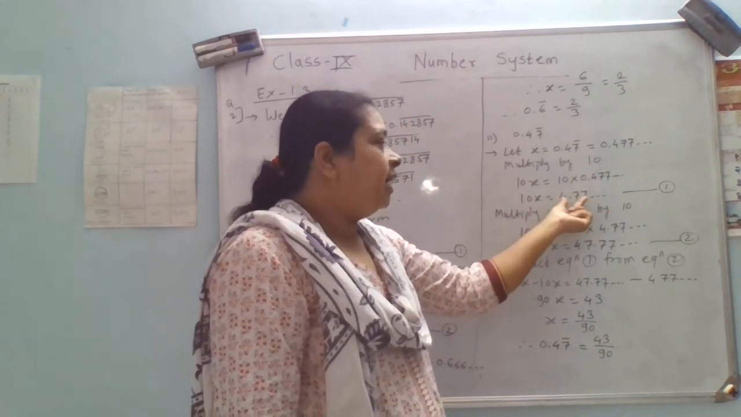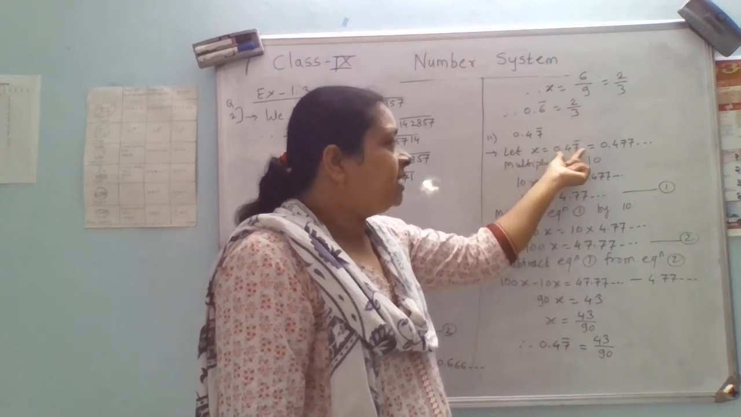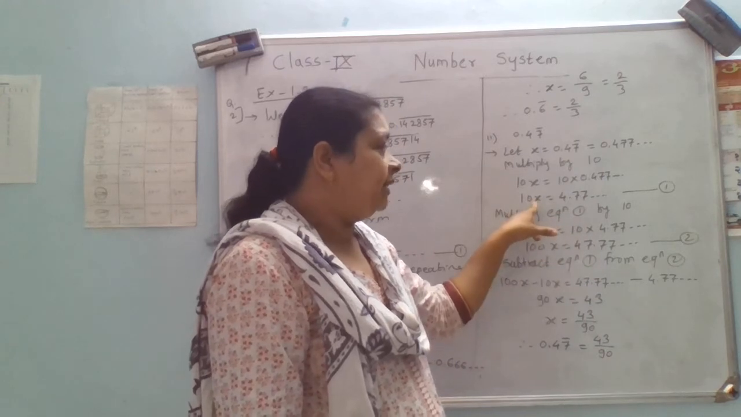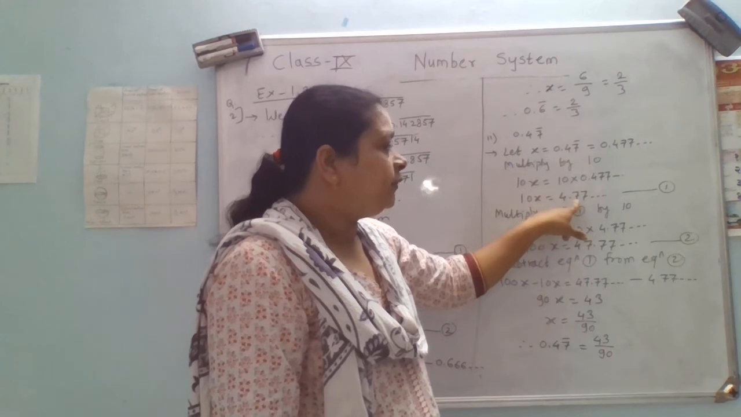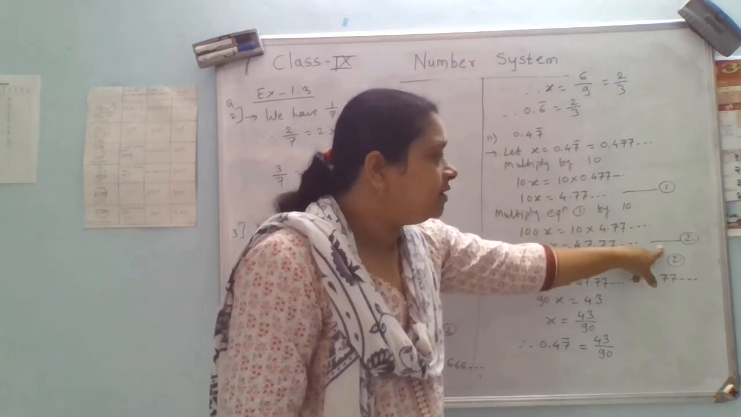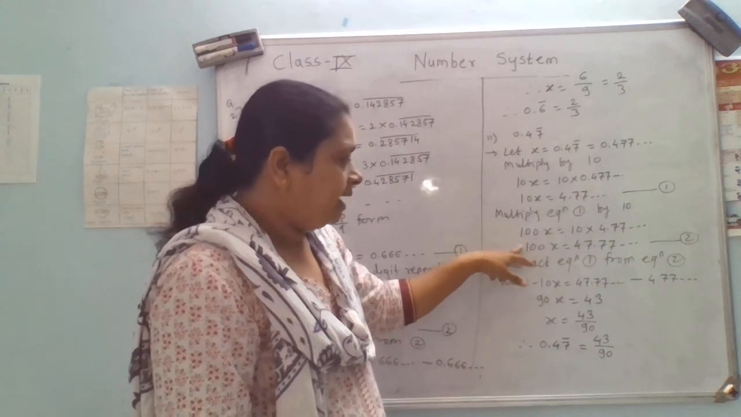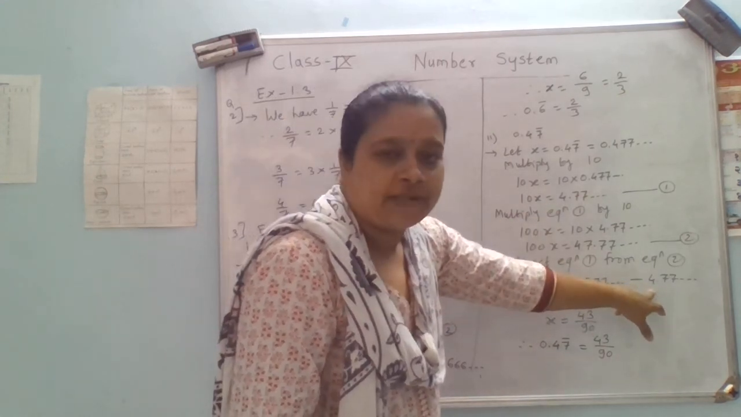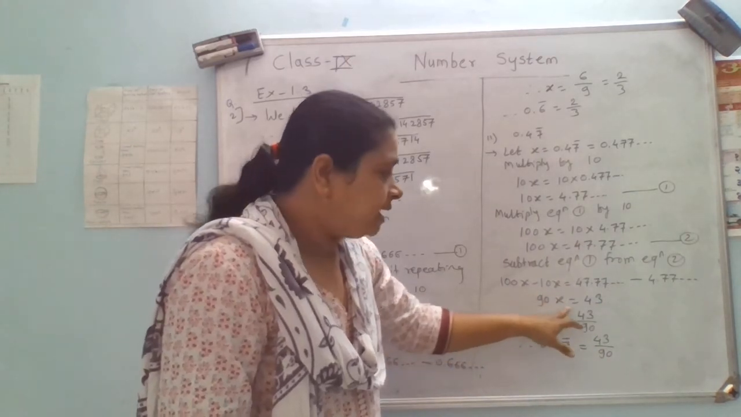After the decimal point, here two digits are there, so again we have to multiply this equation 1 by 10. Then 10x into 10 is 100x, and 4.77 into 10 comes to 47.77. This is equation number 2. Again the same step, subtract equation 1 from 2. Then 100x minus 10x is equal to 47.77 minus 4.77. It comes to 43. Now 100 minus 10 is 90, so 90x is equal to 43.